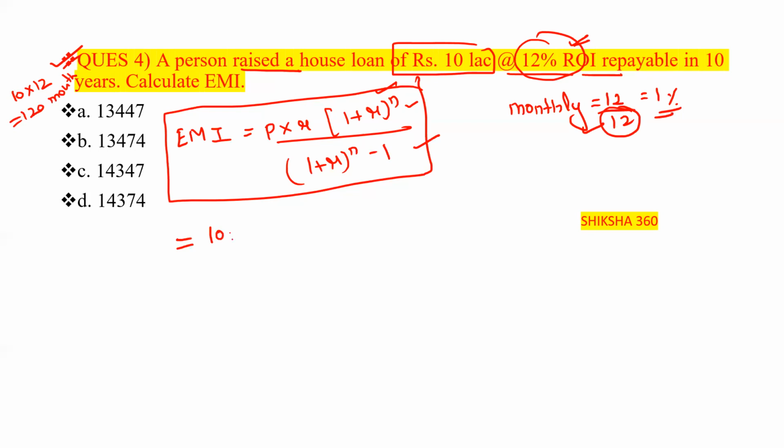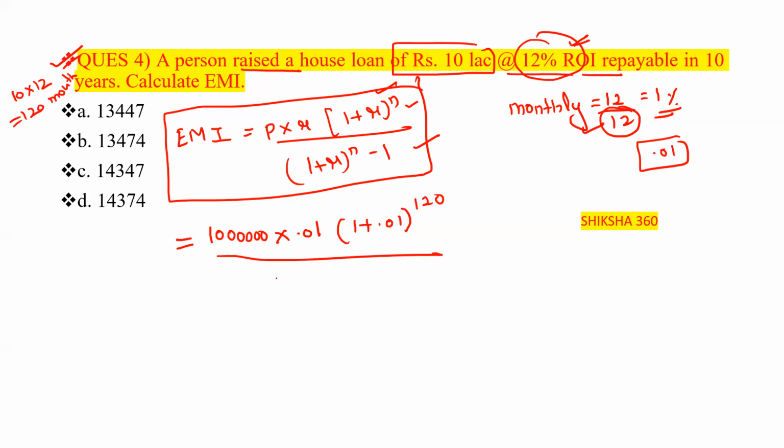Principal here is 10 lakh. R here is equal to 0.01. Clear? 1%, that is 0.01. Into 1 plus 0.01 power 120 upon 1.01 power 120 minus 1.